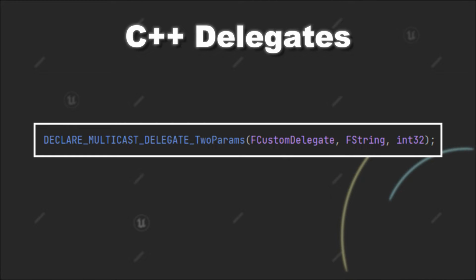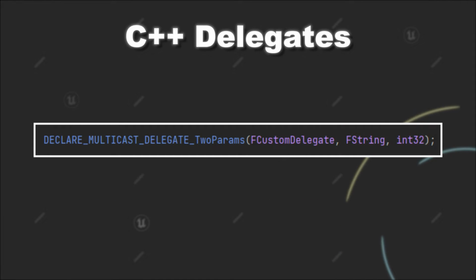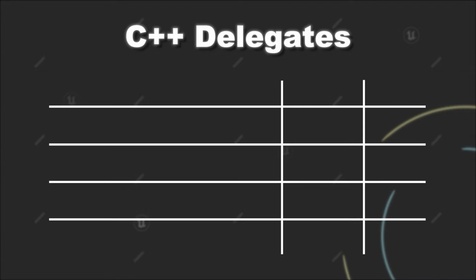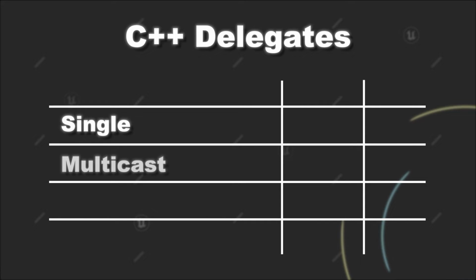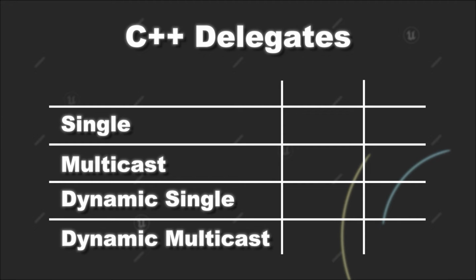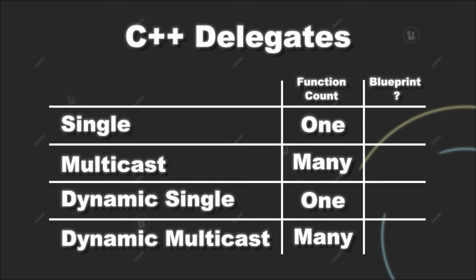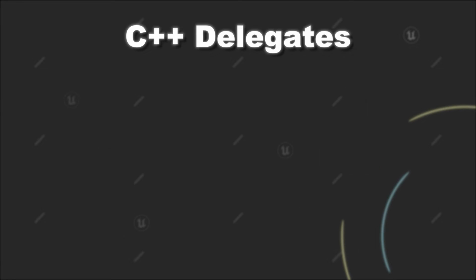This basically defines which information you pass to the function that gets called by the delegate, but also you define the type of your delegate at this stage. We can separate delegates basically into four categories: a single delegate, a multicast delegate, dynamic single delegate, and dynamic multicast delegate. For the single types, only one function can subscribe to the delegate, whereas for the multicast types, many functions are able to subscribe. The dynamic delegate types allow you to use your delegate inside blueprints. With that, let's look at some examples on how you can define your delegates.